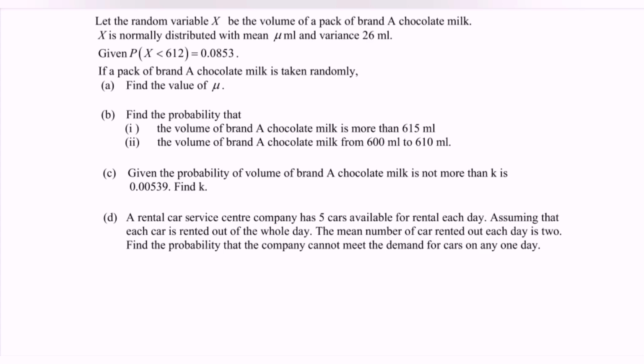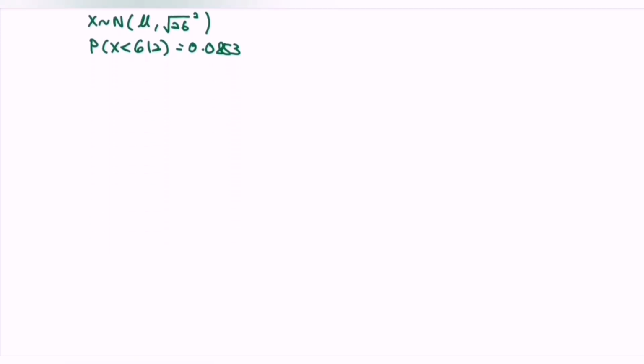Based on the situation, x is normally distributed with mean mu, and the variance is written as the standard deviation squared, so we have square root of 26 bracket squared. Given the question, we have x less than 612 equals 0.0853. So find the value of mu. First, what we have to do is to standardize. So the probability that z is less than 612 minus mu over square root of 26 equals 0.0853.